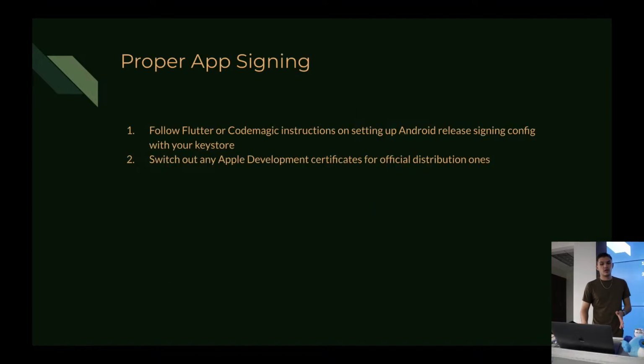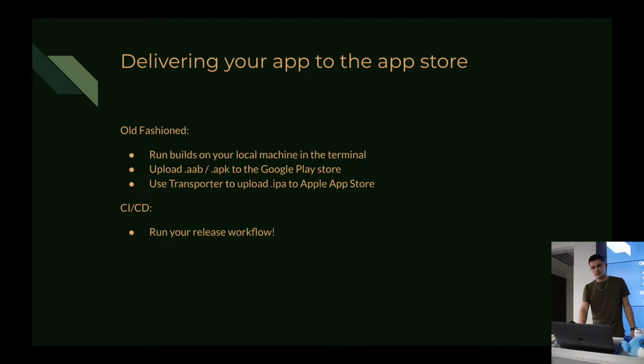The next thing you need to do is switch over to the proper app signing. If you've just set up your Flutter application, you have some debug profiles and everything out of the box so it will at least run, but you need to either follow the Flutter or CodeMagic instructions on setting up the Android release signing config with your custom key store, and also switch out any Apple development certificates for the official distribution ones. These are the certificates that are going to be used to sign your app at build time, so that way you can distribute it on whatever distribution method you're going for.